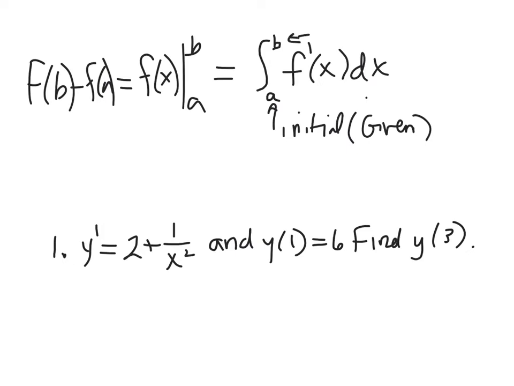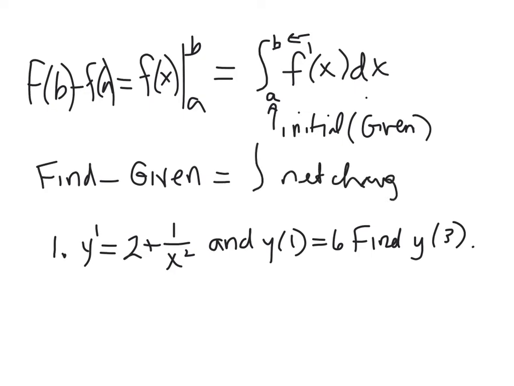So in other words, find minus given equals net change. This is the net change part. So to use that to do problems, switch to blue. This is from your homework. This is problem set 5.14, I think.